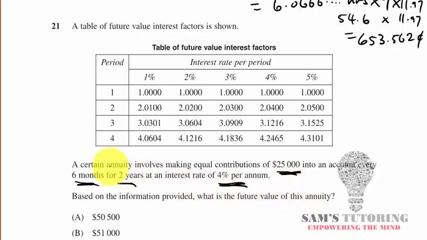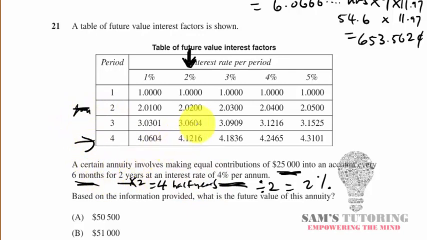Okay, so every 6 months means every half a year. So 4% you don't use. You use 2%, so you've got to divide that by 2 to get 2%. So right now we're in this column, 2%. Then that's the number of periods. You've got 2 years. How many half years are there in 2 years? You times that by 2, which gets you 4 half years, or 4 periods.